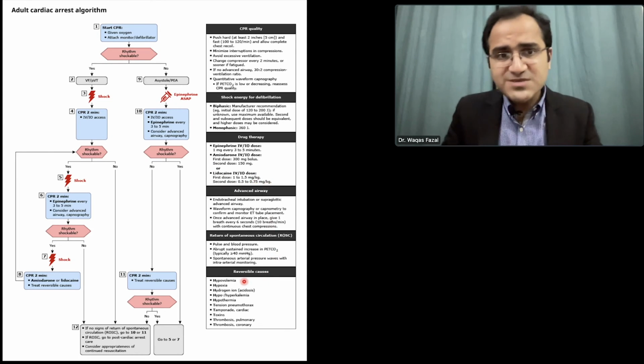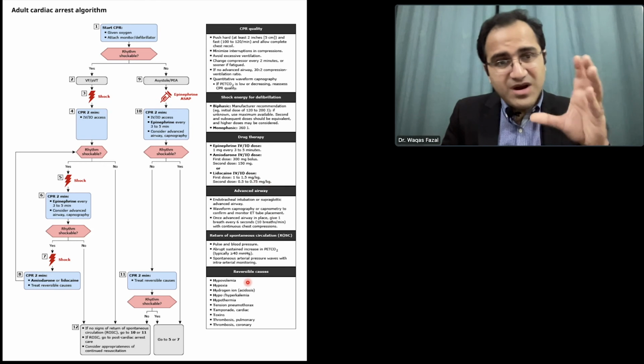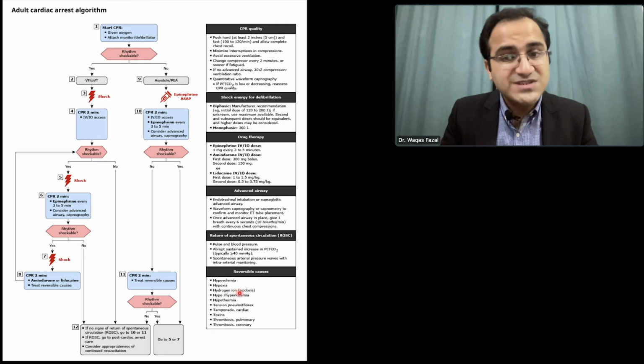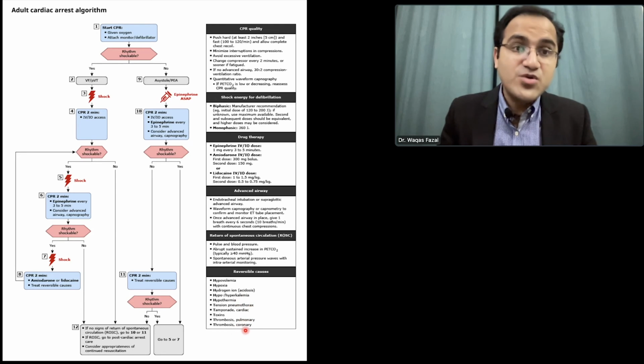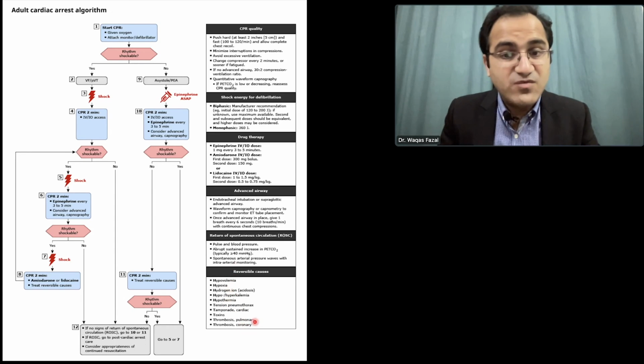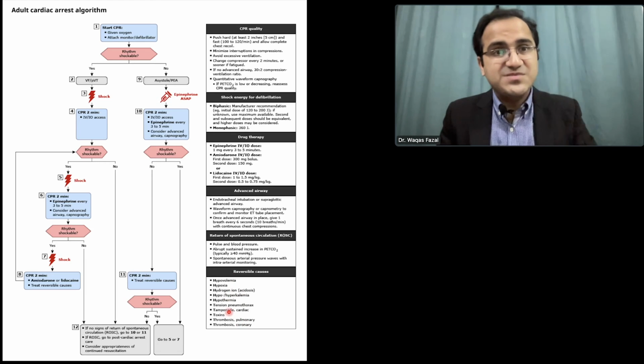You look for the reversible causes. In the causes of a patient developing ventricular tachycardia, you look for hypovolemia, hypoxia, you check for acidosis, hydrogen ion, you send ABGs, hypokalemia, hyperkalemia, hypothermia, tension pneumothorax, cardiac tamponade, toxins, thrombosis, coronary artery thrombosis, pulmonary thrombosis. So these are all the 4Hs and 4Ts that you have to check while giving the CPR.